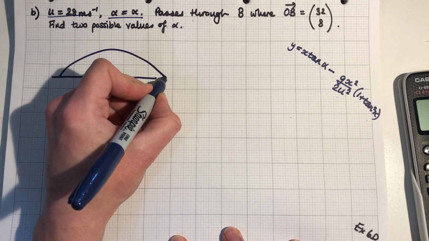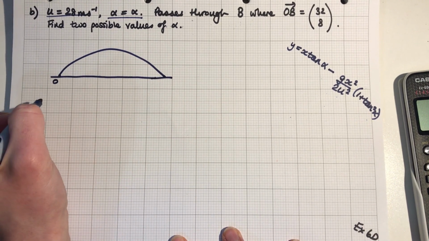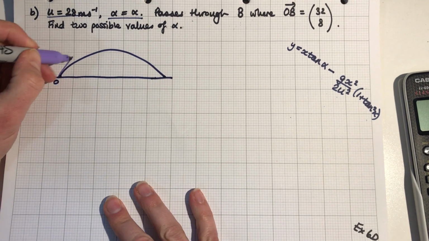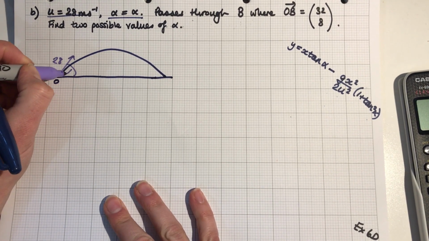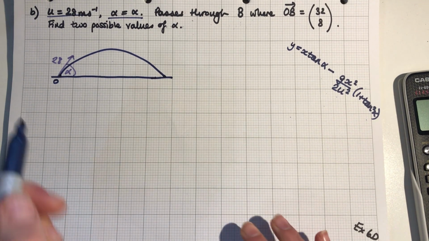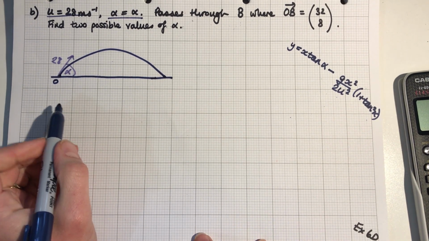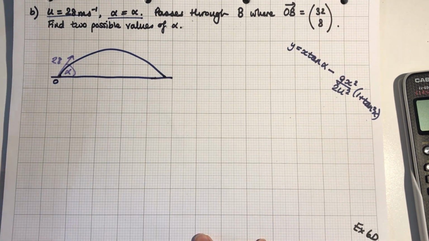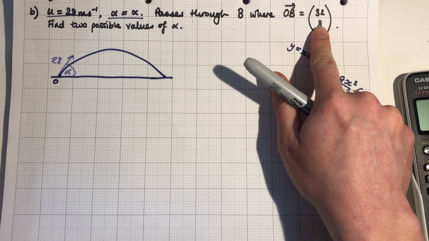So we've got this situation going on for a point O. U is 28. Alpha is unknown. What we do know is that at some point it passes through a point B, and B is where we've travelled 32 metres across and 8 metres up.